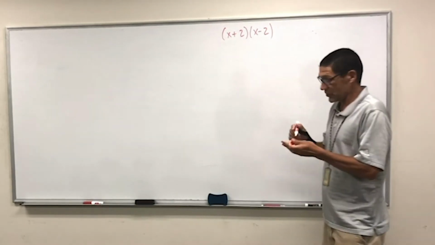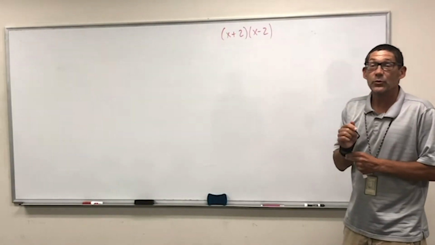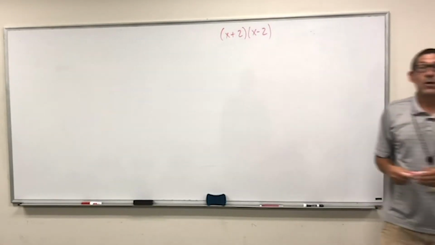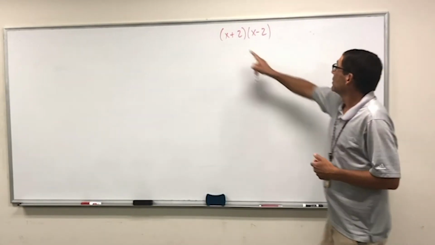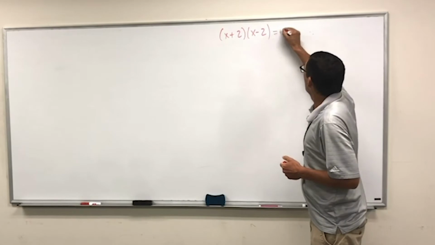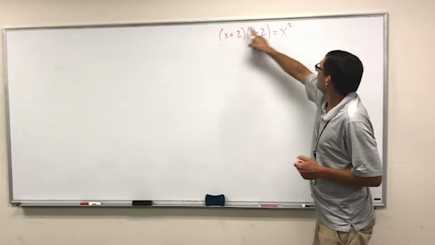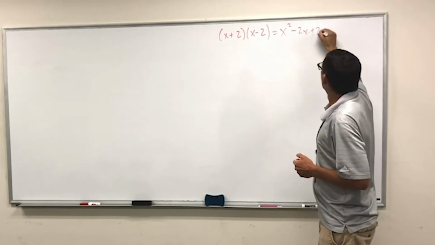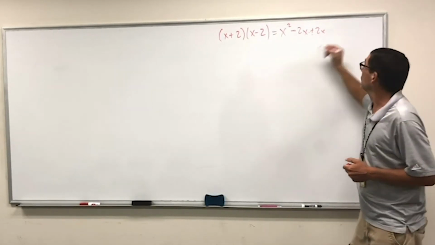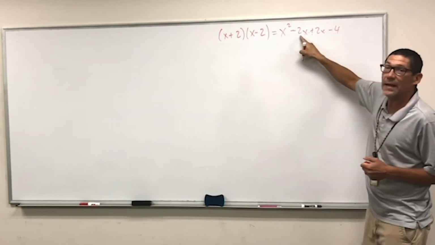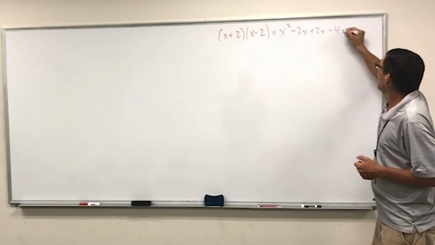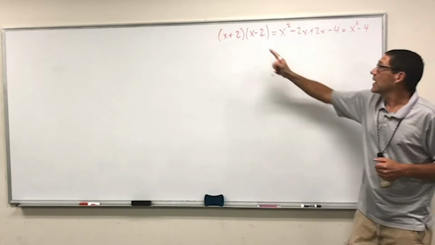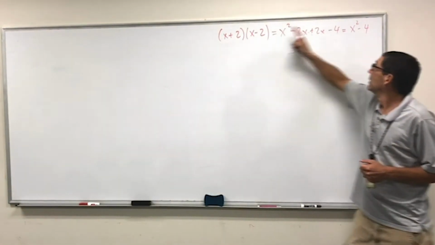So this says x plus 2 times x minus 2. And in my algebra class, I learned to multiply these using the FOIL technique. So I'll say x times x is x squared. X times negative 2 is negative 2x. 2 times x is 2x. And 2 times negative 2 is minus 4. But when we combine like terms, these cancel, and I'm left with x squared minus 4. So what I want to know is, can I go more quickly from this to this?